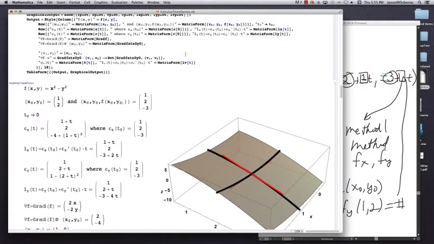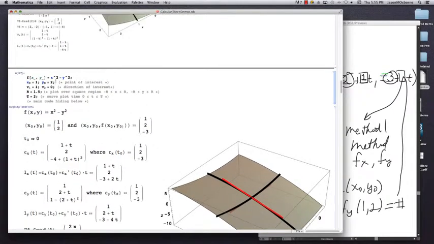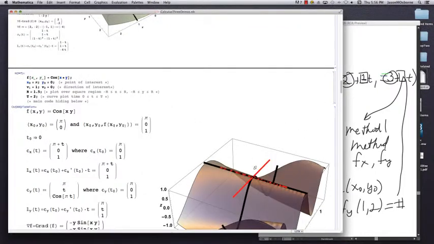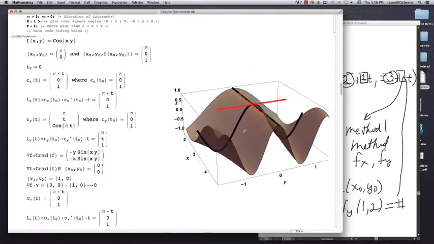If you were to change the function, let's go change the function now. Say cosine of x times y, and choose your point of interest to be the point pi, and then let the y value be 0. Let's see what happens here. Let me rerun it. All right, so let's see what we've got here.